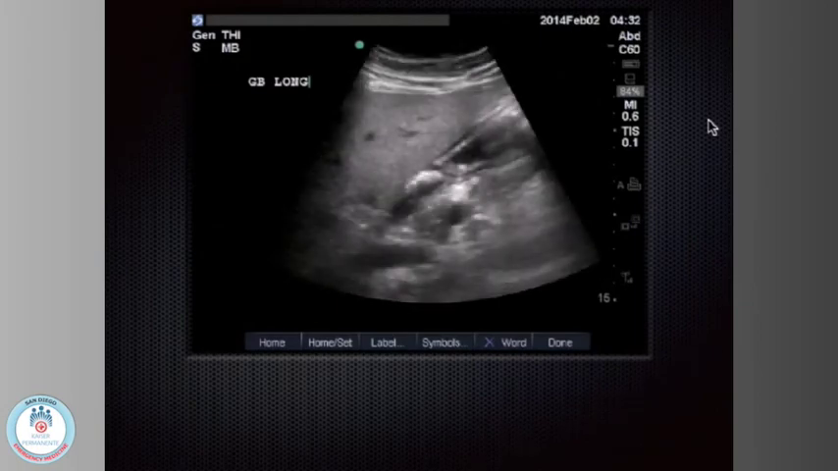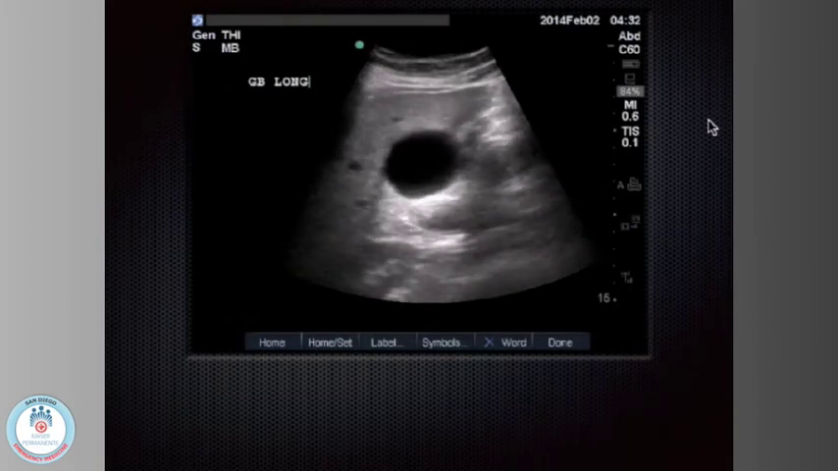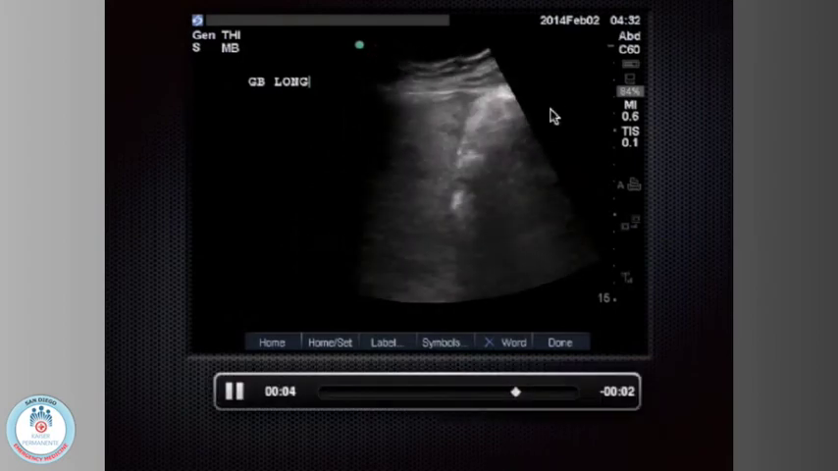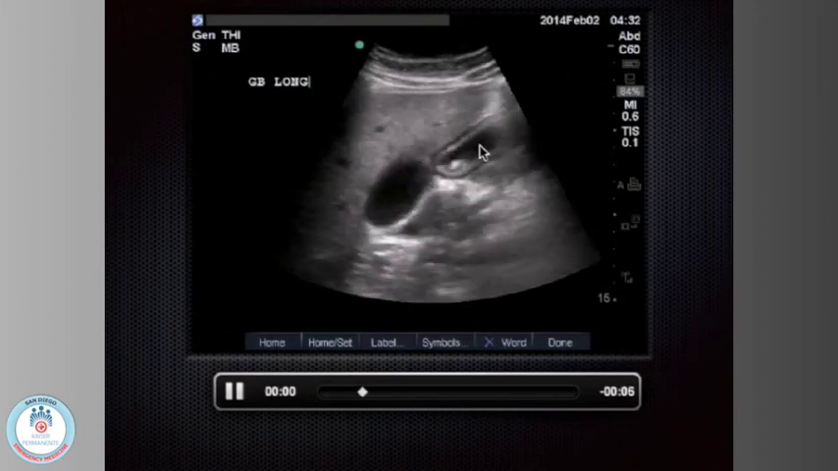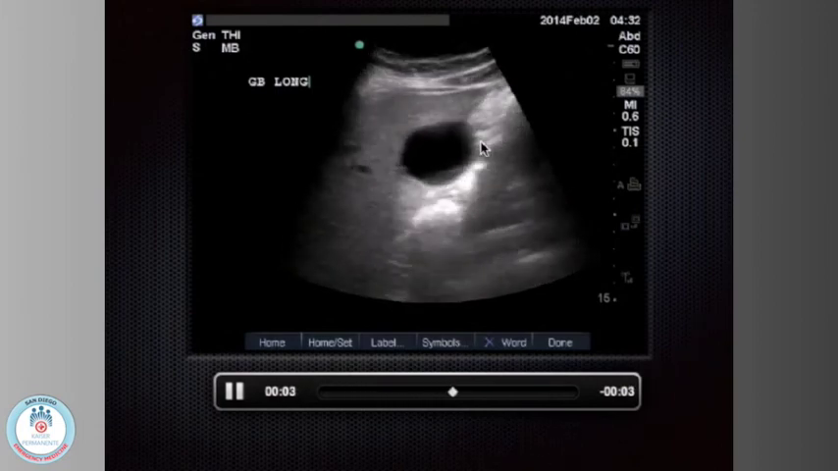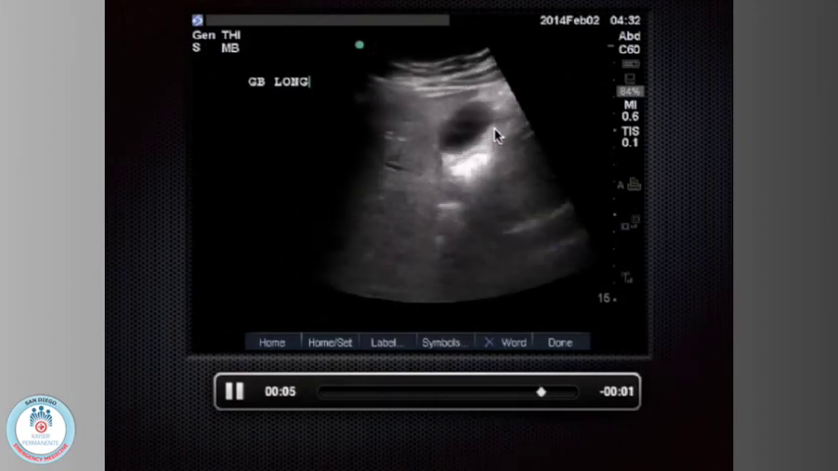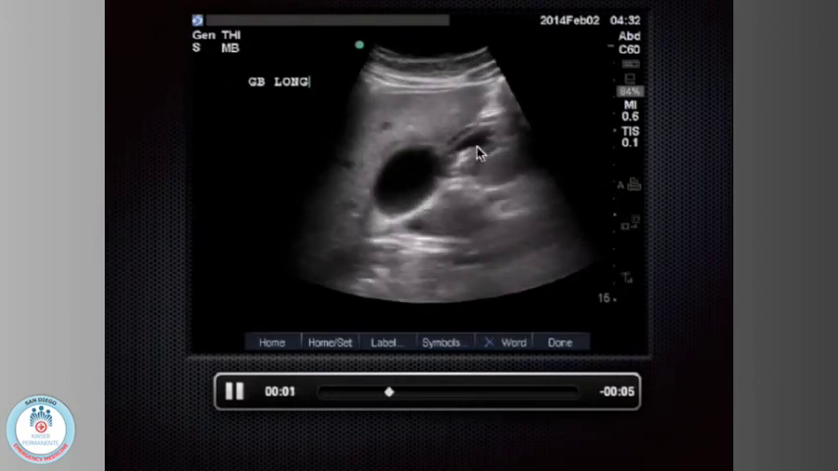What's this one here? Oh yes, now I know why I did this one. We're looking at the gallbladder here, and we see next to it, what's the structure next to it here? What is all this?